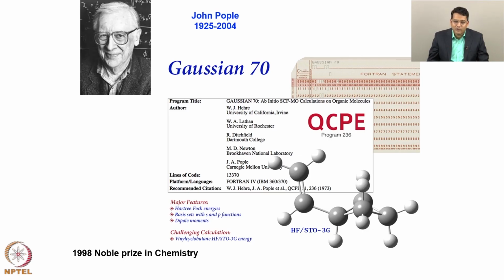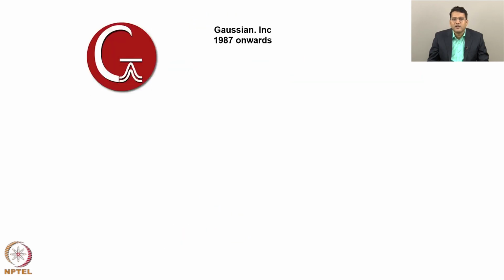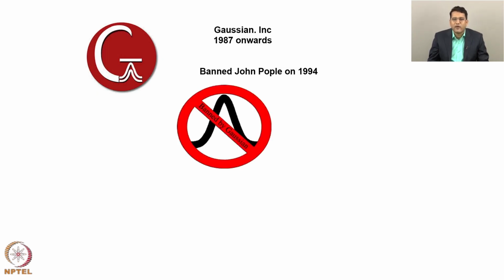Theoreticians getting the Nobel Prize is common in physics, not so common in chemistry. And John Pople was the only other example where people have won the Nobel Prize for doing theory in chemistry. Now, the software package was initially available freely through the Quantum Chemistry Program Exchange. From 1987, it became a commercial program which doesn't give you source code in all cases, and the company went on to ban John Pople in 1994, which led to the famous ban by Gaussian controversy.